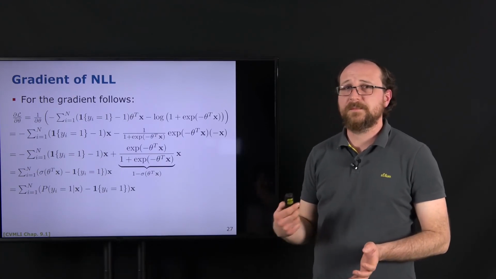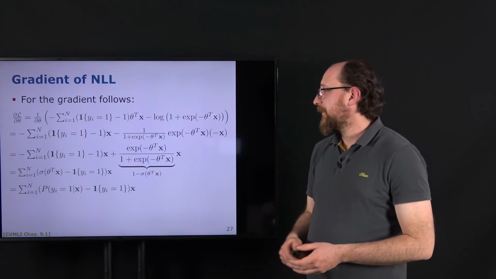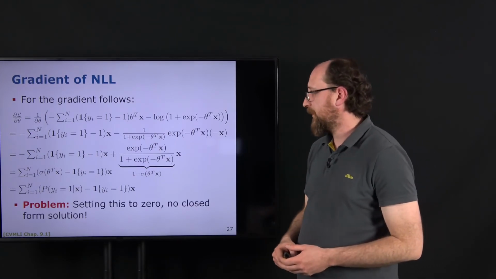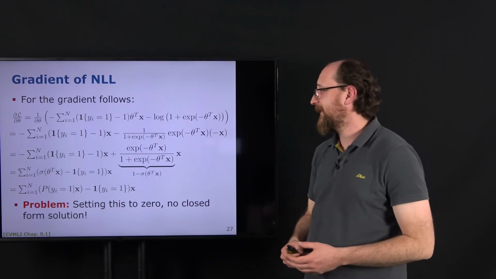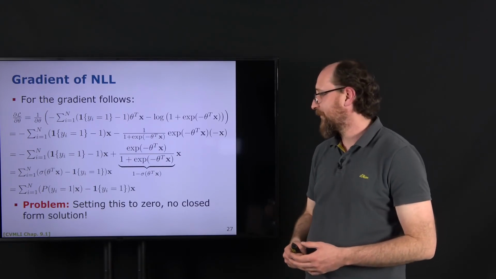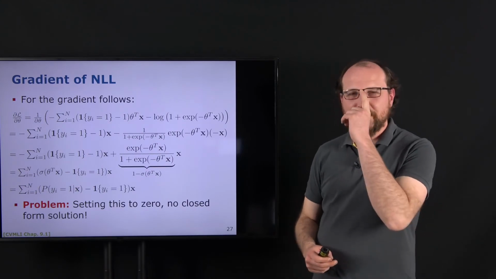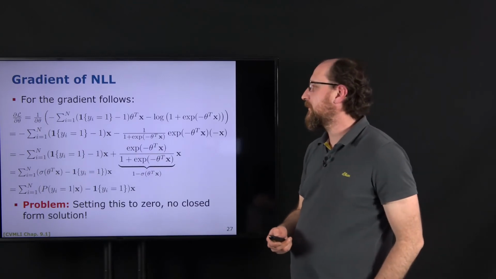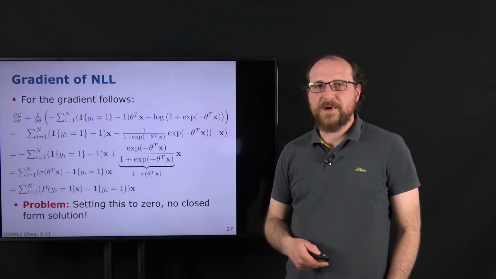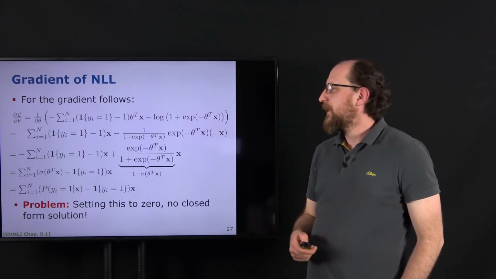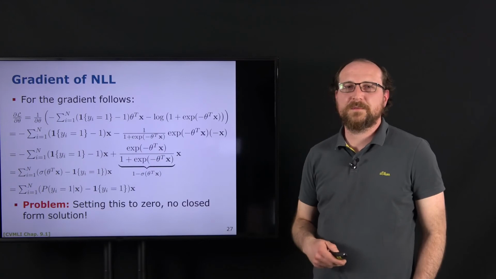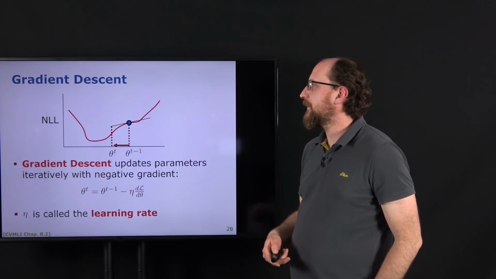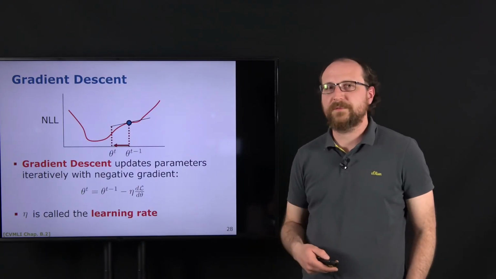But the problem here is that with this term we cannot find a closed form solution. We can set this to 0 and try whatever we want, there's no real closed form solution for this. And when we don't have a closed form solution, how do we determine theta in the end? This is where the optimization part of machine learning comes in. When we have the gradient, we can use optimization methods to go in the direction where the negative log likelihood is minimized.